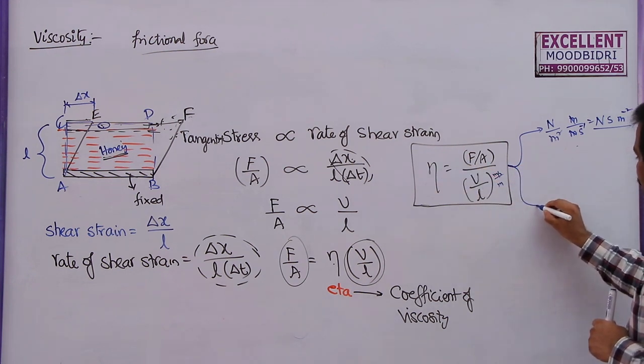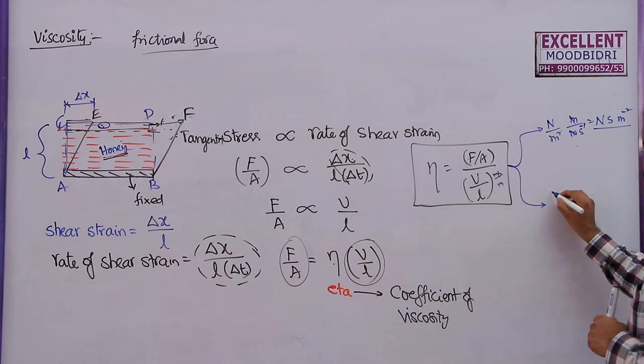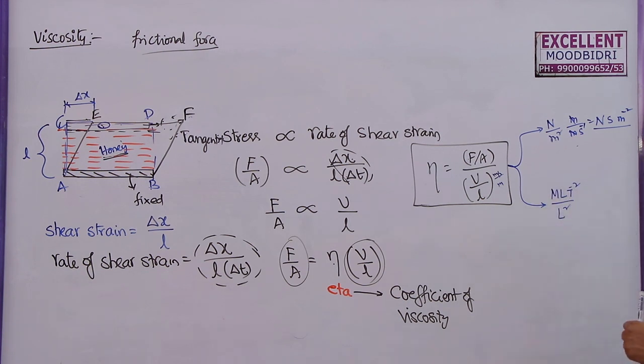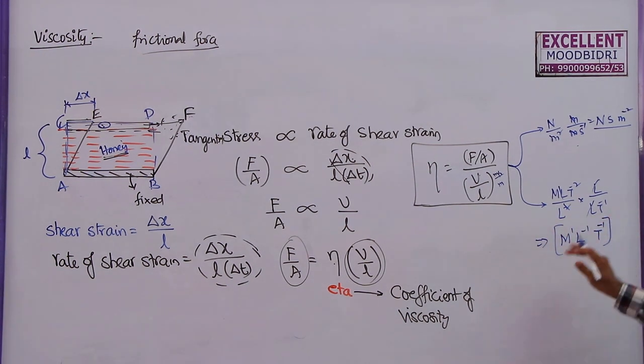Now what about the dimensional formula? This is force by area: force is M L T power minus 2, area is L square. This is velocity by length; when it goes up, it becomes length by velocity, L T power minus 1. The L and L get cancelled, and the remaining L gets cancelled as well. This will become M power 1, L power minus 1, T power minus 1. So this is the dimensional formula.